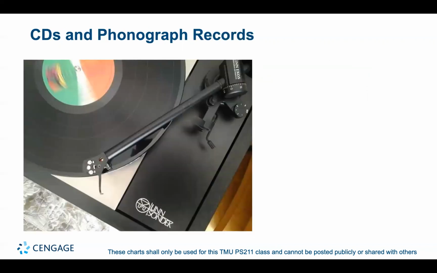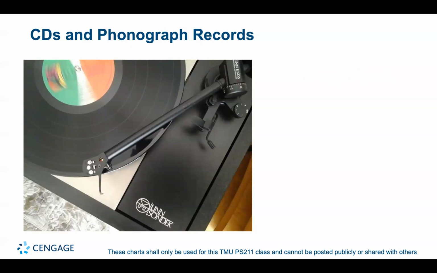So maybe you have one, or your parents had one, a CD player or a phonograph. You might still have a CD player of some sort. Before MP3s and streaming became the mediums of choice for recorded music, compact discs and phonographs were very popular.